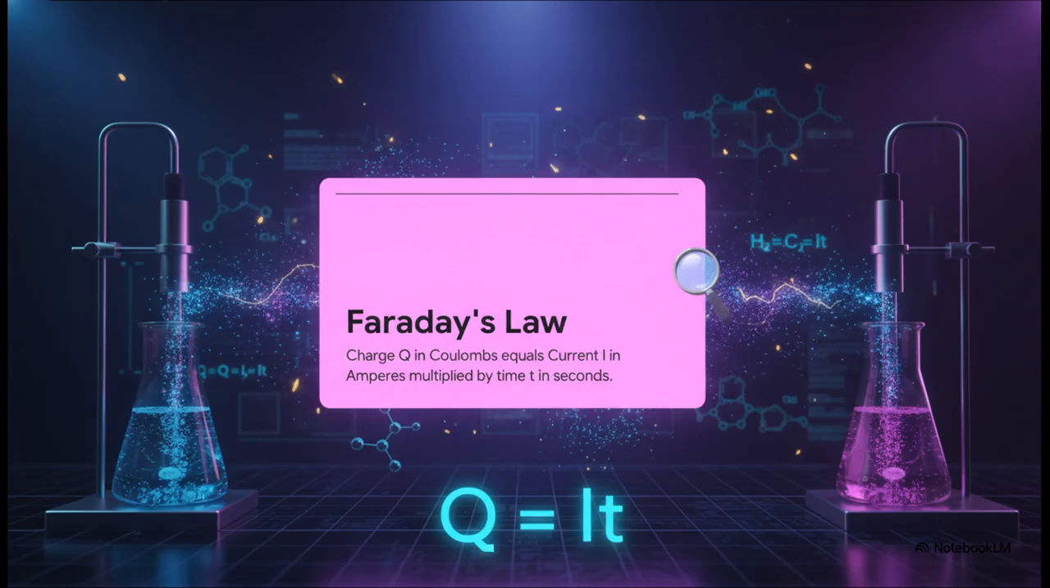Q equals I times t. The total charge Q in coulombs is just equal to the current I in amperes multiplied by the time t in seconds. This lets us quantify the exact amount of charge needed to deposit a very specific, calculated amount of metal during a reaction. It's kind of the perfect bridge between electrical physics and chemical mass.